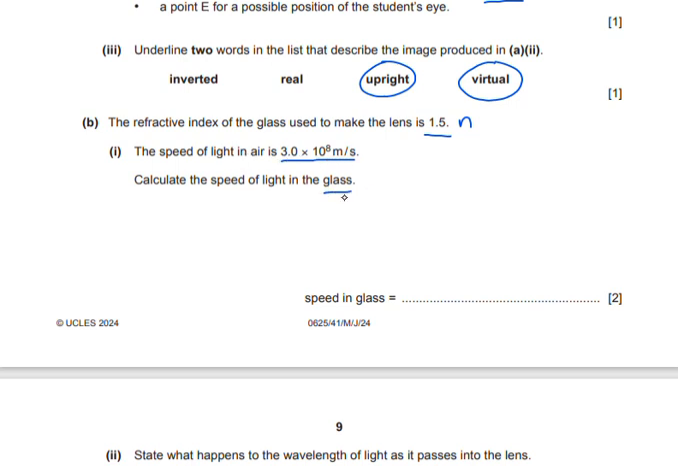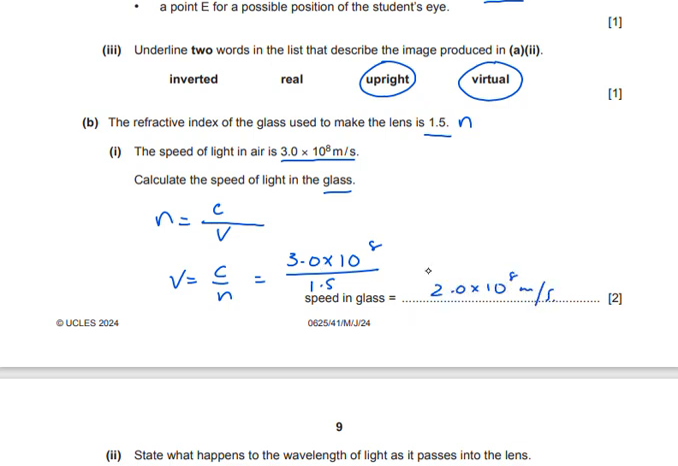Calculate the speed of light in the glass. We know that the refractive index is basically the ratio of the speed of light in air to the speed of light in the medium. Just rearrange it, put in the values, and you will get the answer. That's a very simple question, by the way. You will get 2.0 × 10^8 meters per second. We know that the speed always decreases.